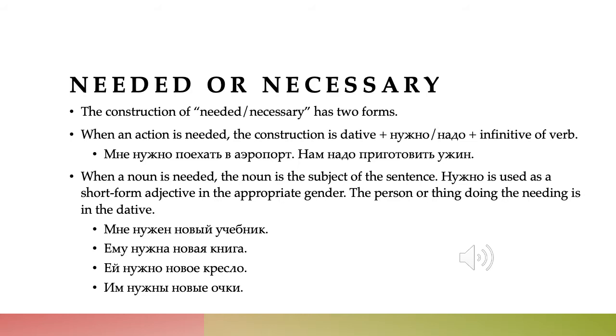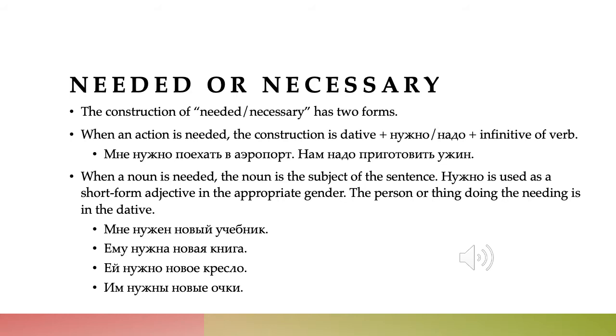And note the difference between this and, for example, мне пришлось поехать в аэропорт. Мне нужно поехать в аэропорт means I haven't gone yet, I need to go, but I'm not necessarily going to go. I could not go, but I need to go. Or нам надо приготовить ужин. We have not actually prepared supper yet. We need to. We should. We may not, but we do need to.